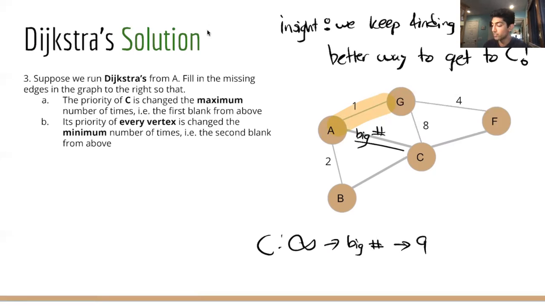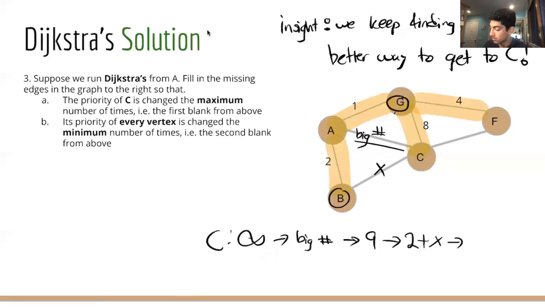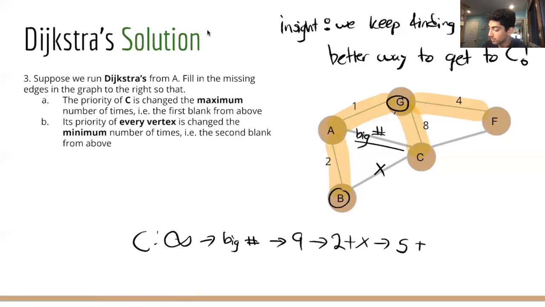The reason it's 9 is that when we run Dijkstra's, it's the total distance on that path, right? Then the next vertex we will visit is going to be B. So far we visited G, then we visit B. After going to B, we'll notice that C's priority will be 2 plus, let's call this X. Then we want to visit C last, and that's very important. So we want to visit F next. So we'll go to F, and then we'll put 5, which is the distance to get to F, plus this edge weight, let's call that Y.